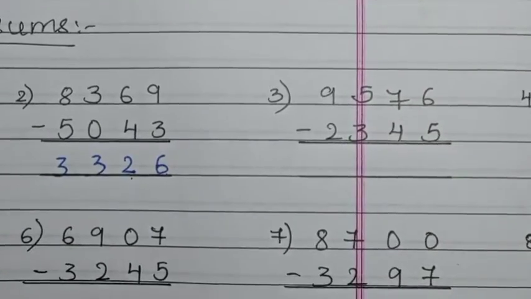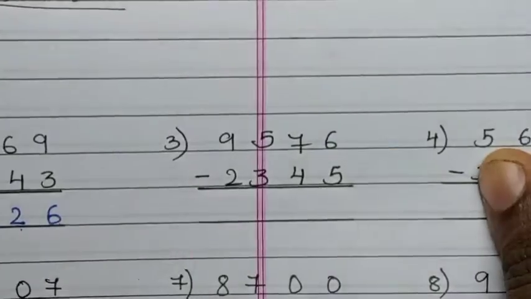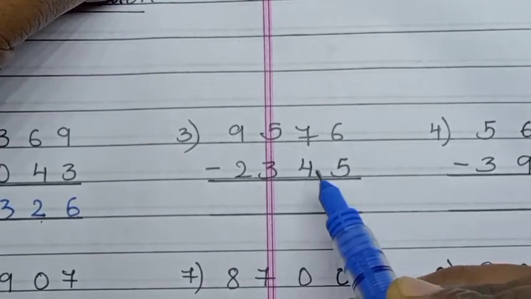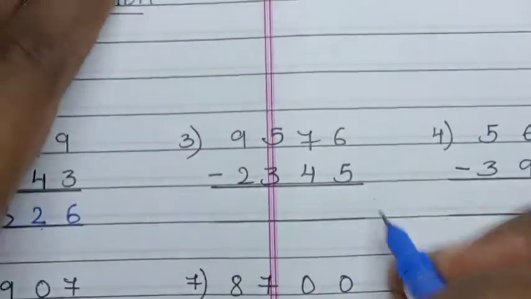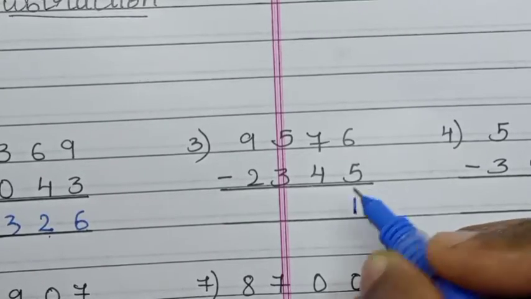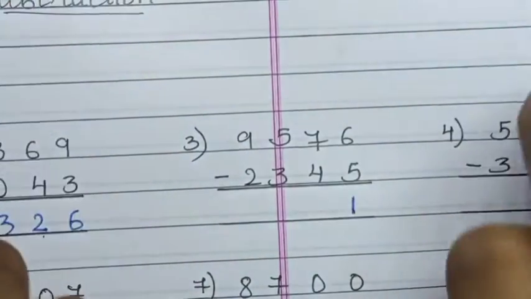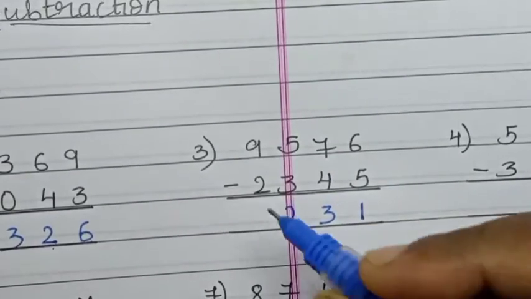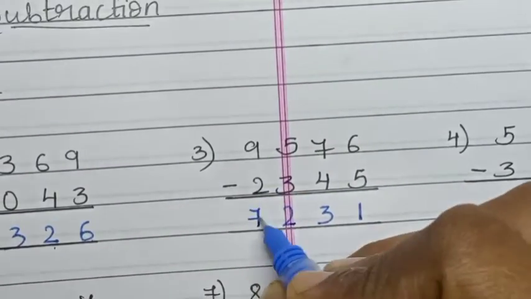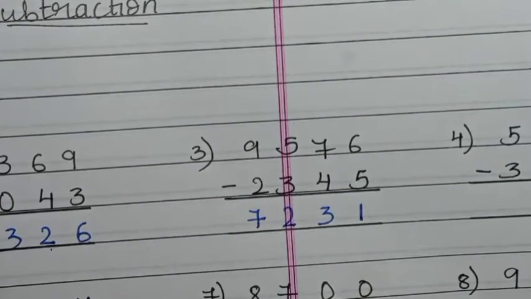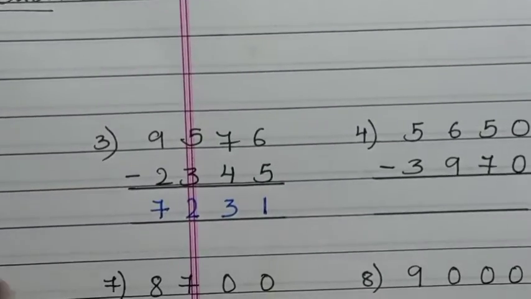Let's look at the next question. That is 9576 minus 2345. So what is 6 minus 5? It is 1. What is 7 minus 4? 7 minus 4 is 3. 5 minus 3 is 2. 9 minus 2 is 7. So the answer is 7231. Alright.